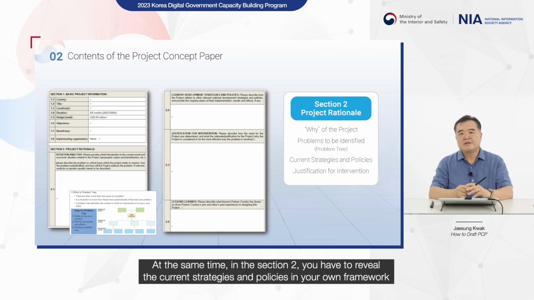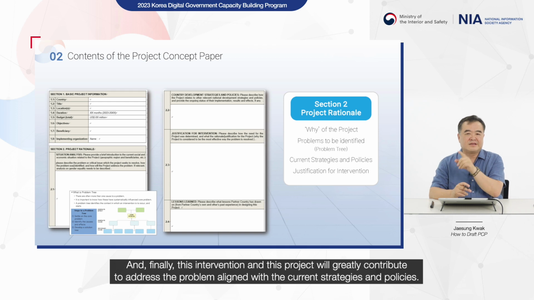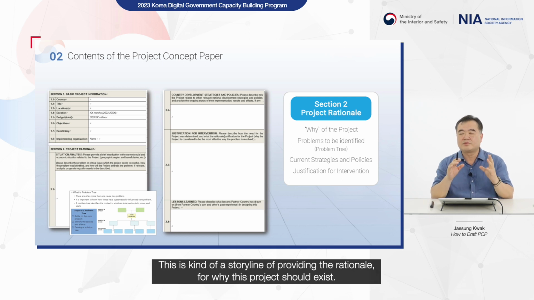At the same time, in section 2, you have to reveal the current strategies and policies in your own framework. So you have this problem and this issue, and you have so far made some efforts with these strategies and policies. And finally, this intervention and this project will greatly contribute to addressing the problem in line with the current strategies and policies. This is a kind of storyline for providing a rationale for why this project should exist.